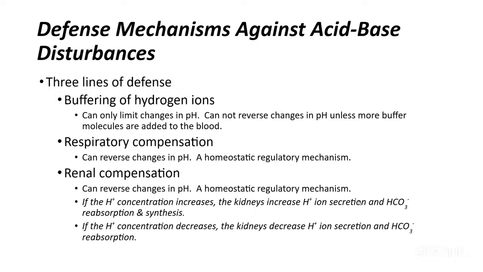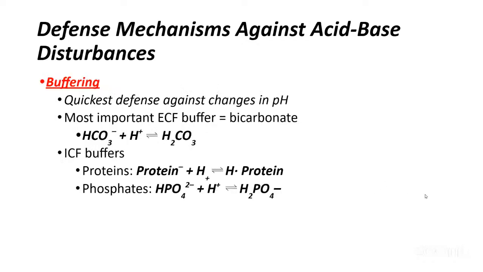Okay. So walking through these, they are happening at different speeds. Buffering is super fast because the buffers are already just kind of in your blood. So we mentioned hemoglobin, and we've mentioned bicarbonate, which is really our most important buffer, especially when it comes to thinking about the renal system.